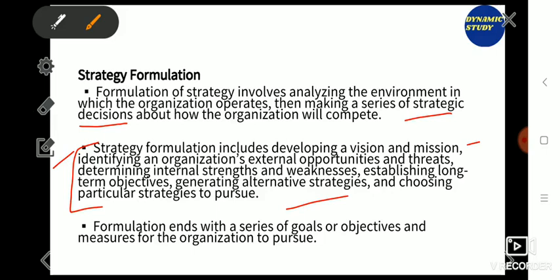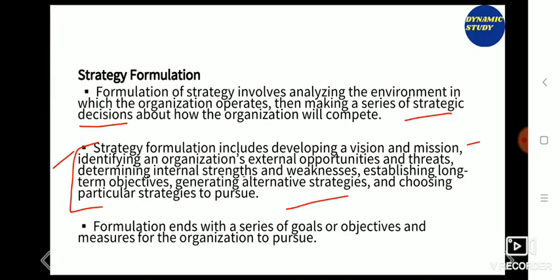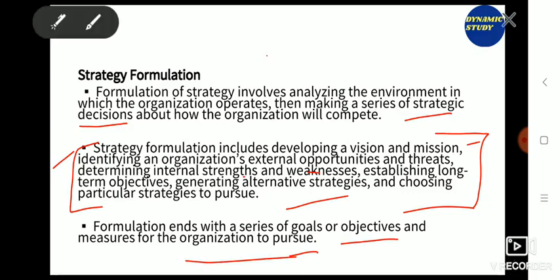Also, by analyzing the external environment, we can understand the opportunities and threats, and by analyzing the internal environment, we can understand the strengths as well as weaknesses. Then comes establishing long-term objectives, generating alternative strategies, and choosing particular strategies to pursue. All this happens with the formulation of strategy. Formulation ends with a series of goals or objectives and measures for the organization to pursue. So this is all about strategy formulation.